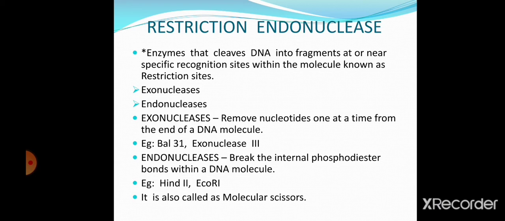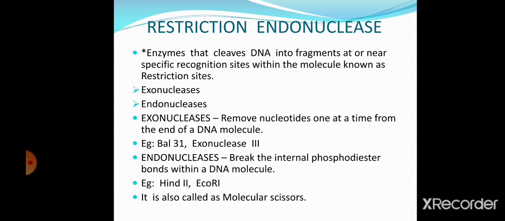Restriction sites. Based on their mode of action, these restriction enzymes are classified into two types called exonucleases and endonucleases. Now let us see what are exonucleases. Exonucleases are enzymes which remove nucleotides one at a time. Only one nucleotide it will remove from the end of the DNA molecule. So these enzymes remove the nucleotides one at a time from the end of the DNA molecule. For example, Bal31, exonuclease III.